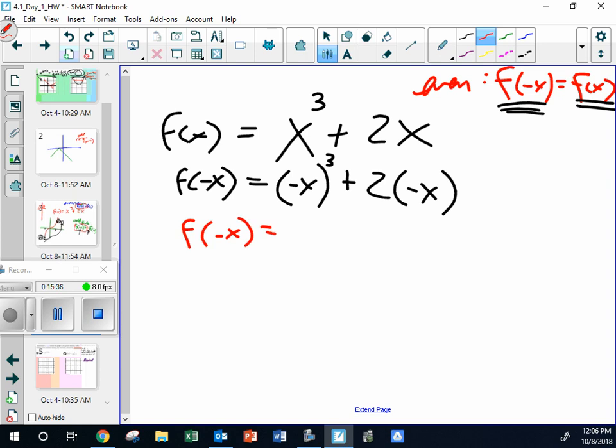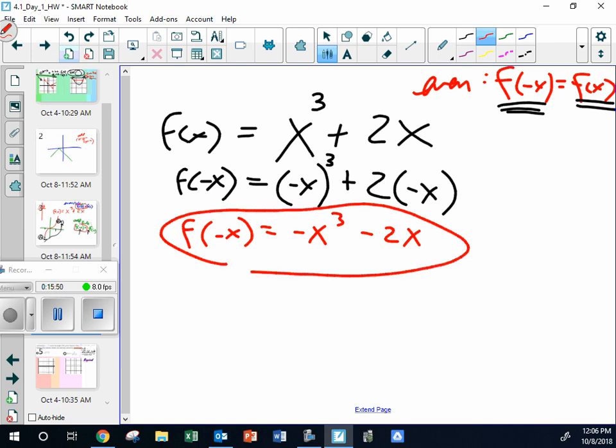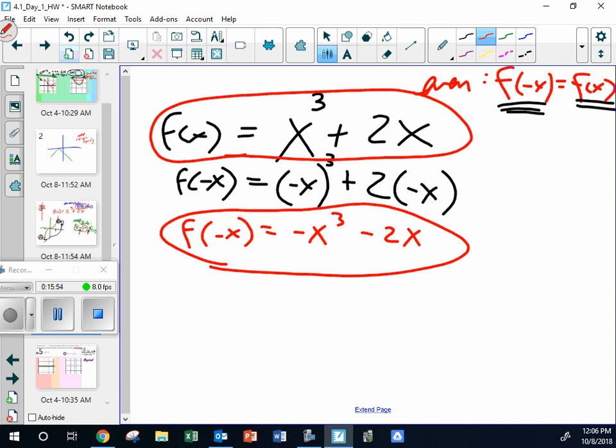F of negative x turns out to be negative x to the third. It wouldn't matter if you left the parentheses. Ideally, you take the parentheses off. Minus 2x. That's where the real, whoa, I can definitely tell this thing is different. Do you get f of negative x is not the same as f of x? Does that make sense to you?